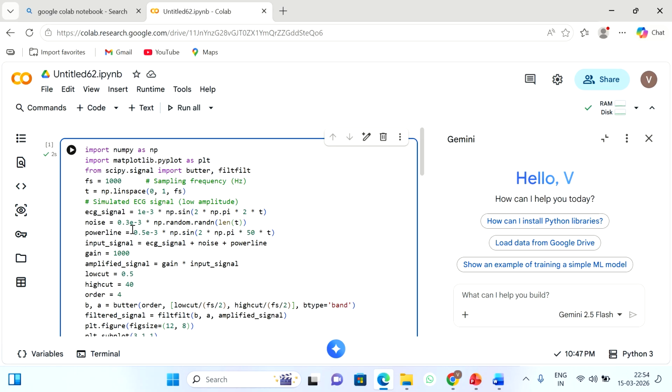Then the noise has an amplitude of 0.3. When compared to the original ECG signal, we have to take a small magnitude of noise, because it should not overcome the original signal. But noise is a high frequency component only. That is why its frequency is higher when compared to the ECG signal.